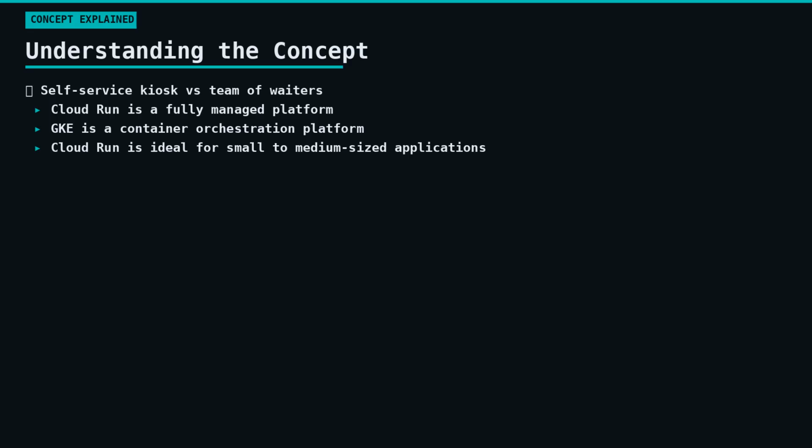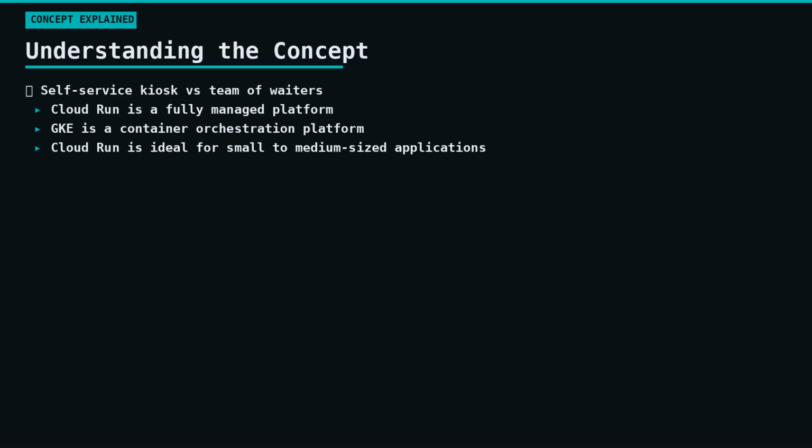Cloud Run is like a self-service kiosk in a restaurant. You can deploy your application, and Cloud Run will handle the infrastructure for you. It's a fully managed platform that allows you to focus on writing code. GKE, on the other hand, is like hiring a team of waiters. You have more control over the infrastructure, but you also need to manage it. GKE is a container orchestration platform that allows you to deploy and manage containerized applications.